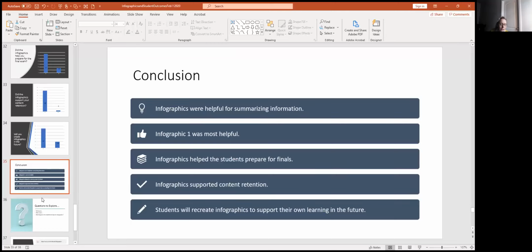Infographics help the students prepare for the final, and this is from the students. Infographics supported content retention, and this was my goal, that they retain the information that I've worked really hard to deliver to them. And then students will recreate infographics to support their own learning in the future. That's what 31 of them said.